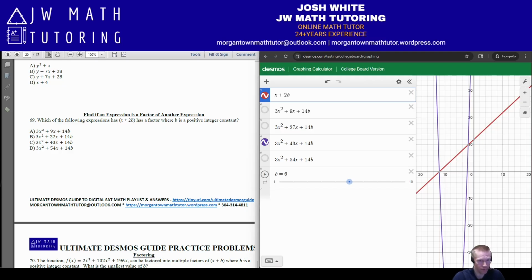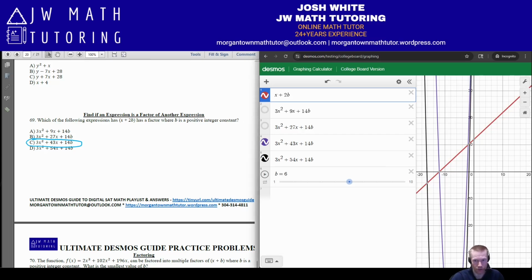And again, the way I confirmed that x plus 2b is a factor of this is I graphed the x plus 2b, which is just a line. I graphed these various answer choices. I added a slider for b, but then I had to move the slider until the line and one of these answer choices intersected at the same point, specifically the same x-intercept.